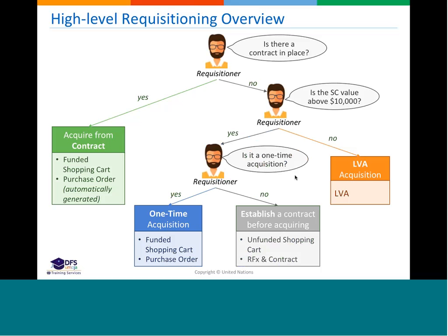In order to establish a contract, we will create an unfunded shopping cart, and then there will be some process doing in procurement, which is an ITB, an RFP, an RFQ, and then the following document is a contract. Once we have a contract in place, then we will be able to acquire the items from the contract by doing a funded shopping cart and a purchase order.